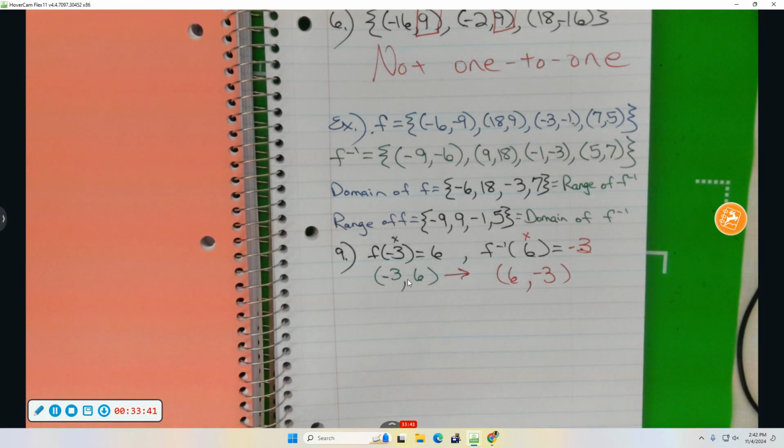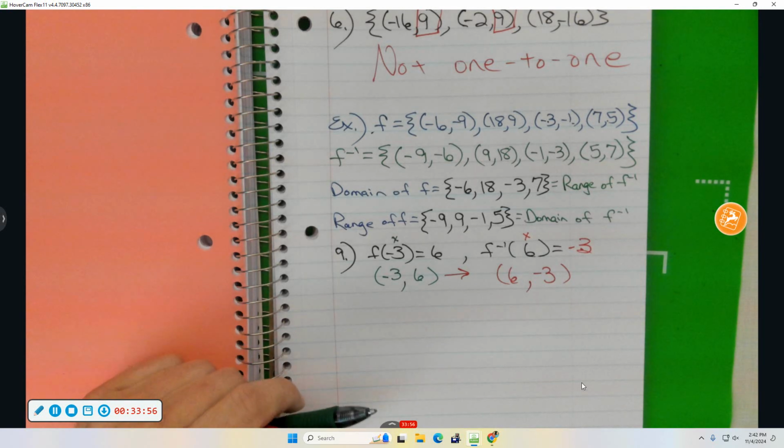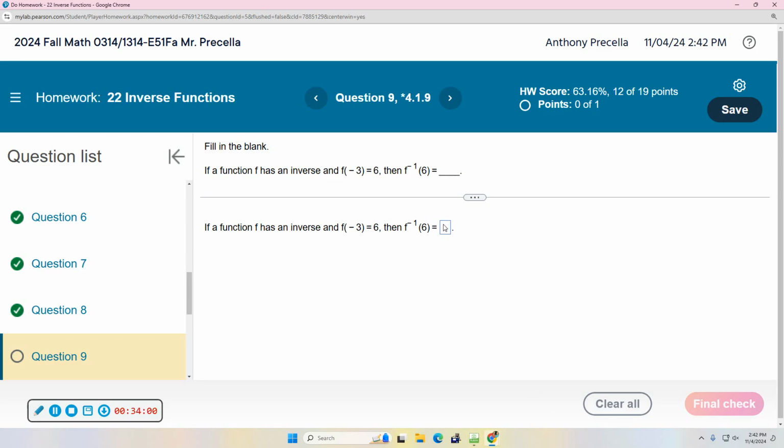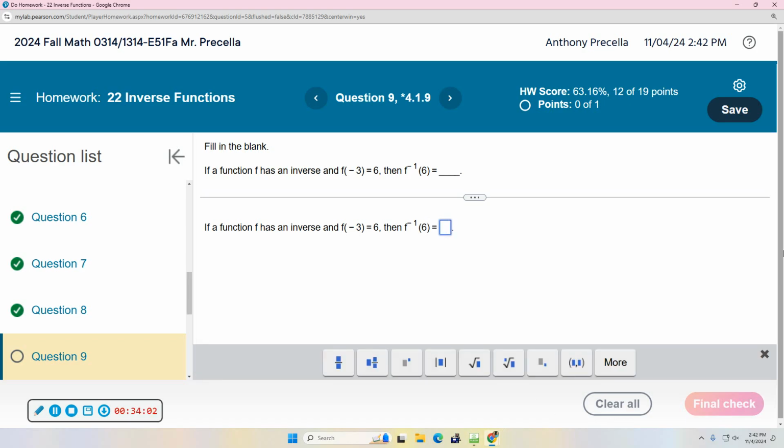The inverse is doing nothing more than just reversing the x and y. The thing that was the x became the y. The thing that was the y in the original function became the x. So, coming over here, we get a -3.